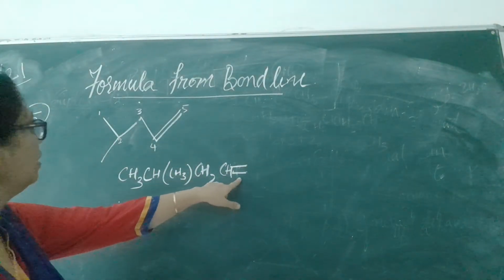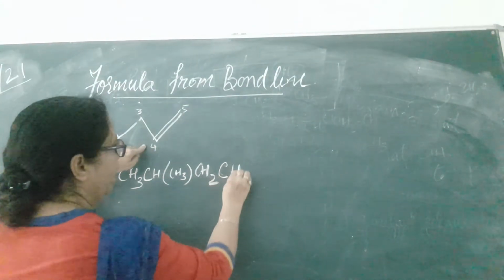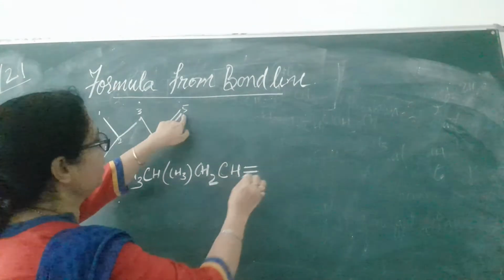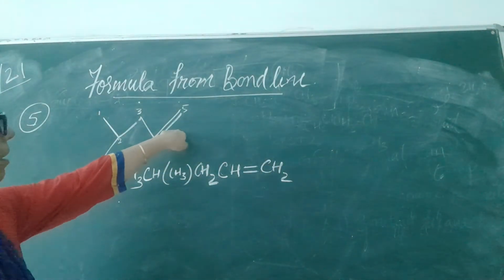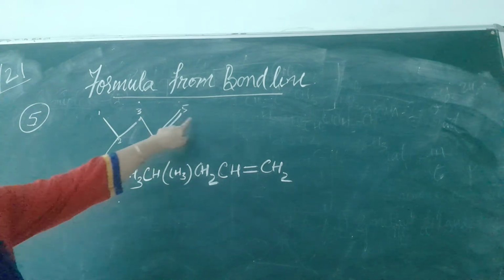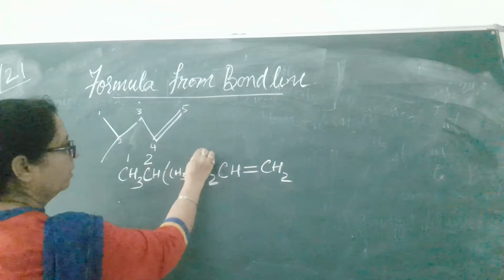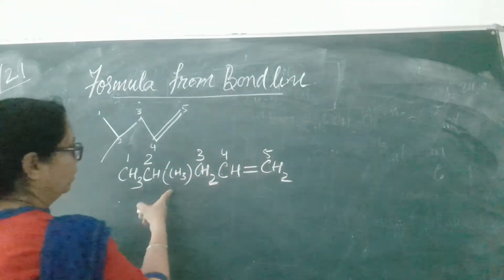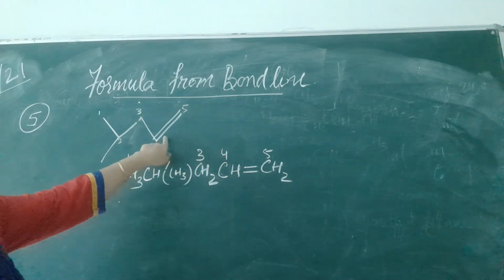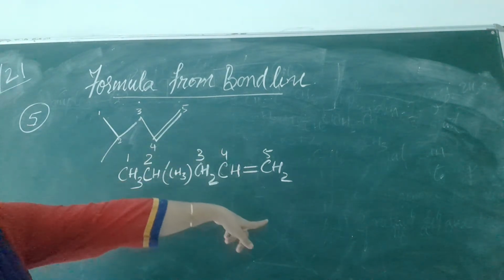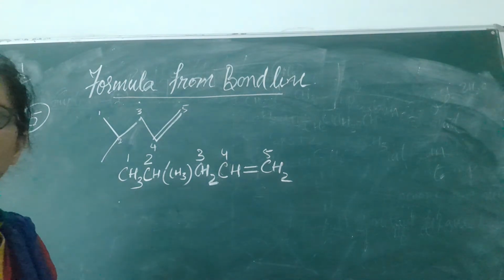So CH double bond, I will write it down again. This carbon has 1 hydrogen, further attached to another carbon having 2 hydrogens there. So this double bond is coming between the fourth and the fifth carbon. Here also you can see first carbon, second, third, fourth, fifth. This is the substituent group, don't include it. So this is a 5 carbon chain. Between the fourth carbon and the fifth carbon, there is a double bond. In this way, the condensed structure of this formula can be written.